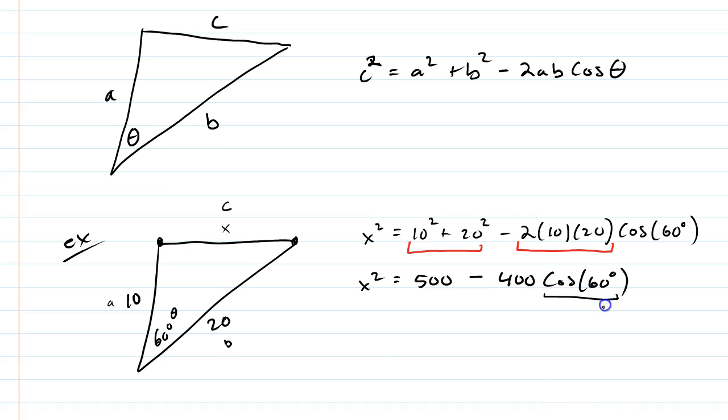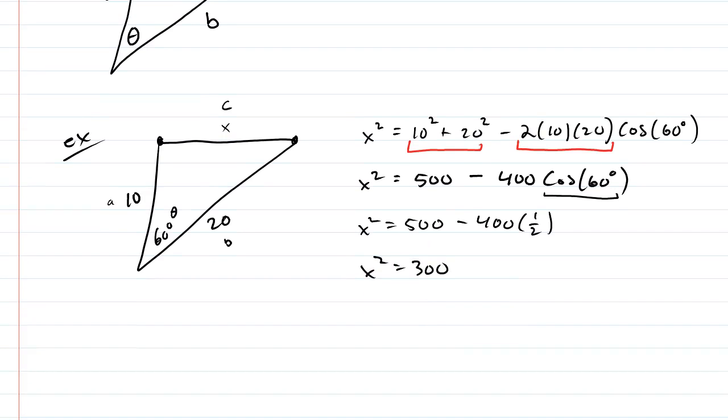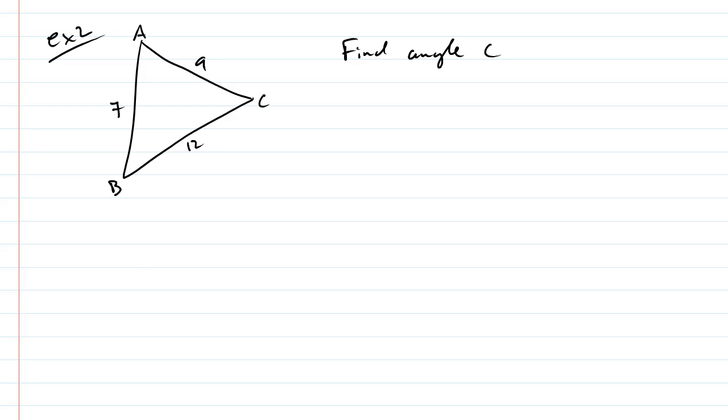So if this right here is 1/2, then this is going to be 500 minus 400 times 1/2. So if you work this out, 400 halved is 200. X squared is going to be 300. And the other thing that happens quite often is people forget to square root, because this is x squared. So square rooting, we get an answer of 17.321. That is the opposite side of our triangle.